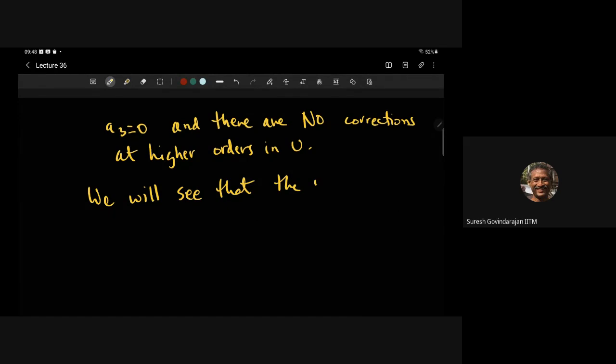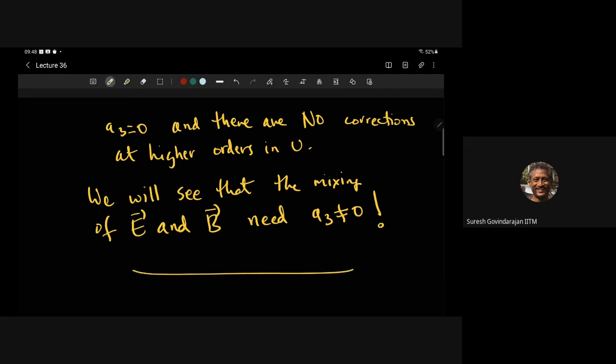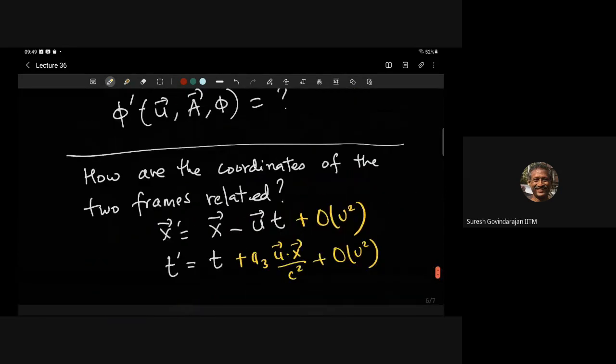that the mixing of E and B needs A3 not equal to 0. Okay, so this is what happens. Okay, so now, even though this is an ugly calculation but straightforward, which we will do next lecture, what I'm saying here is that the term which I wrote here in yellow, A3 with a constant A3 out there, it turns out that that guy is non-zero.